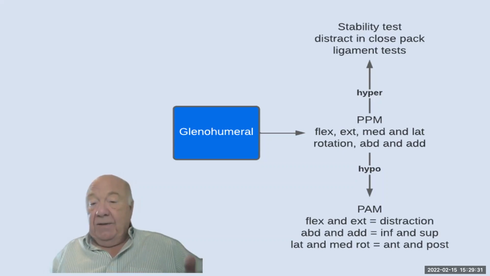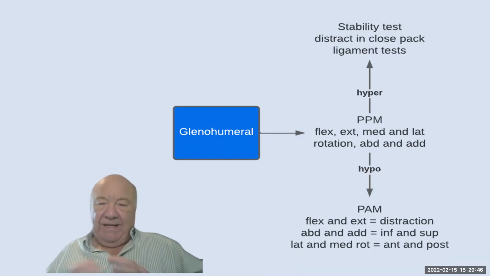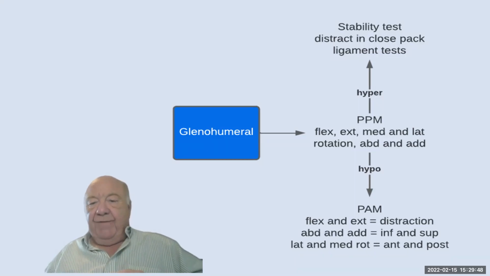So again, you have to stabilize the scapula if you're going to get any idea of the proper PPM, and you'll learn this as you go. But you must stabilize the scapula so that you can more or less isolate the movement to the shoulder. You can't do it completely, but you can get close to it. If it's hyper, stability testing, again, you can distract it in the close pack position, which is lateral rotation and abduction.